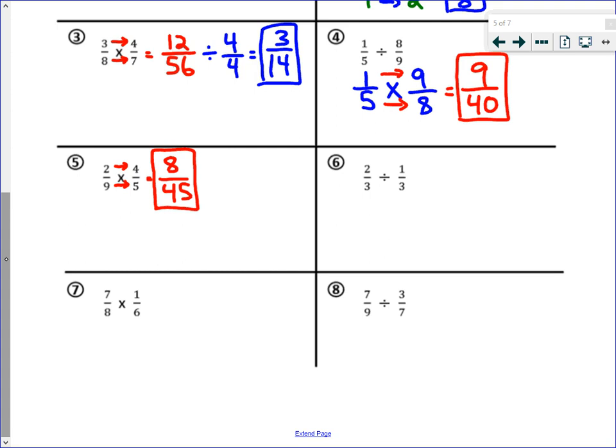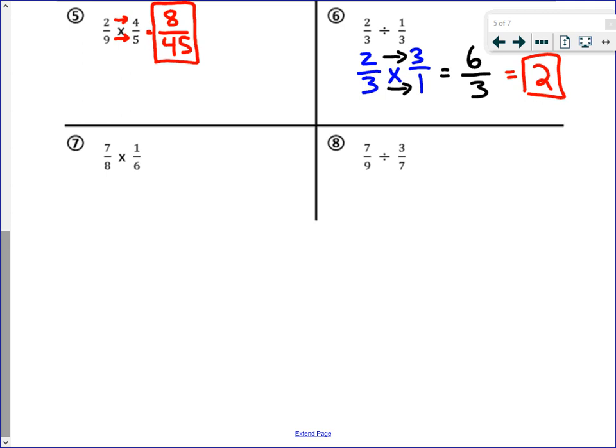Number 6, let's go ahead and rewrite it. So I have 2/3 times its reciprocal, so 3 over 1. I multiply across, and I get 6 over 3. And that just means 6 divided by 3. So I'm going to keep simplifying that down. And I get 2 over 1, which is 2. 6 divided by 3 is 2.